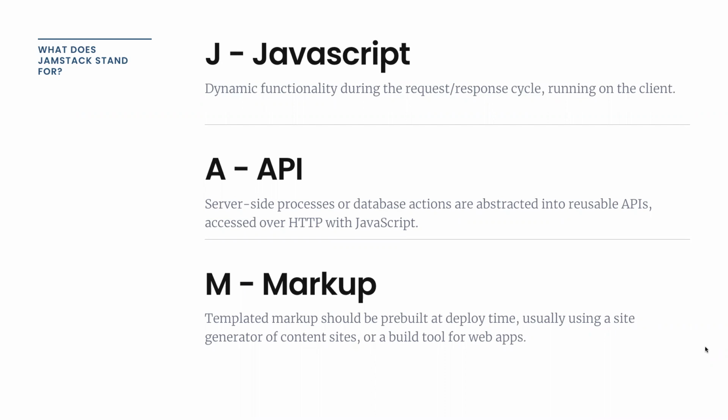And markup, M, is your templated side. Like, how does it really come together, right? Because we need to generate it, we need to use some kind of a generator or a tool to build it and marry it all together, right?